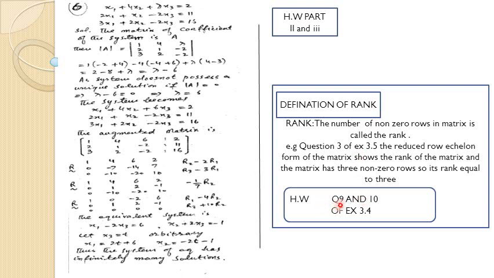Now question number 9 and question number 10 from exercise 3.4 you can do by reduced echelon form. After getting the answer, if there are 2 non-zero rows, the rank is 2. If there are 3 non-zero rows, the rank is 3.